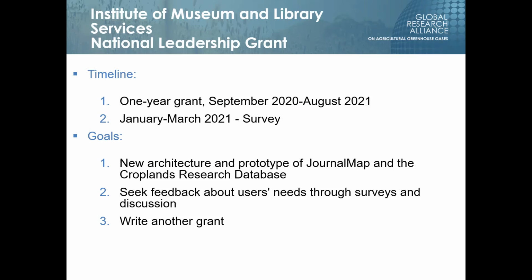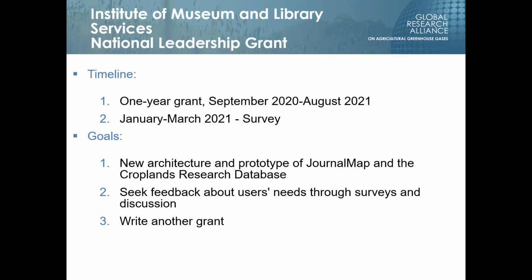We selected 3 goals for this grant. The first goal is to create a new architecture and prototype of Journal Map and the Croplands Research Database to allow for integration between the 2 and also explore new ways of geotagging articles. The second goal is to bring stakeholders like the Croplands Research Group into the conversation so we can understand what users' needs are. This will involve surveys and discussion. The final goal is to write another grant, this time a 3-year national leadership grant to continue this work.